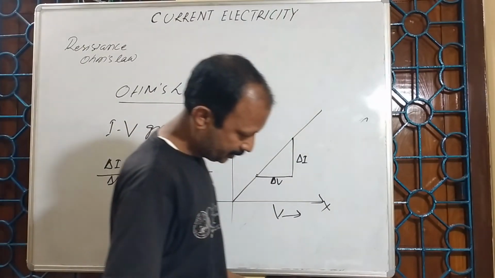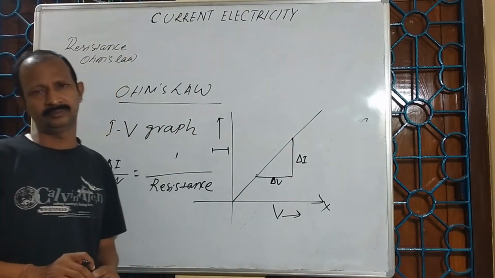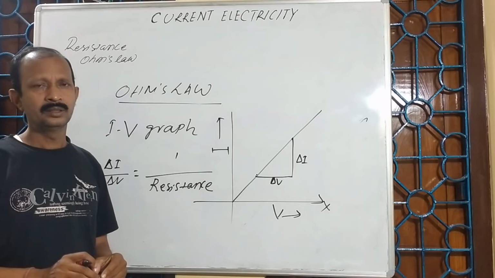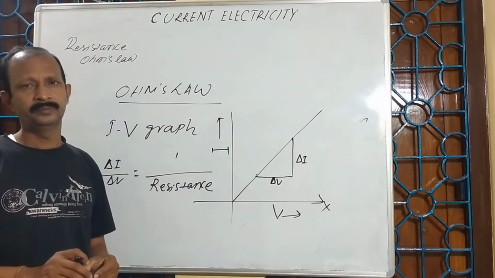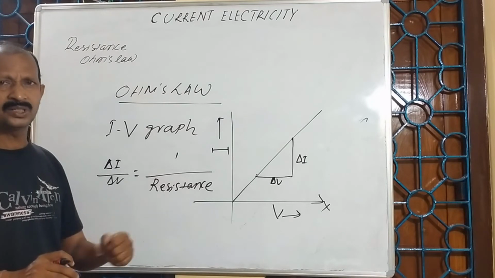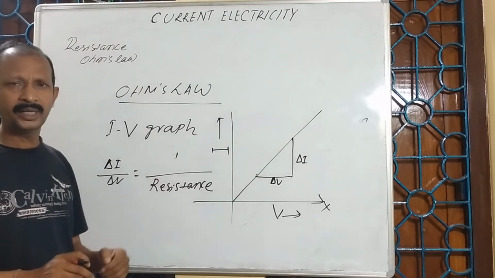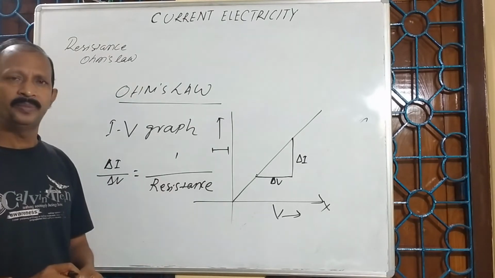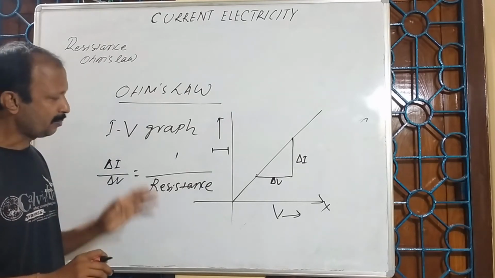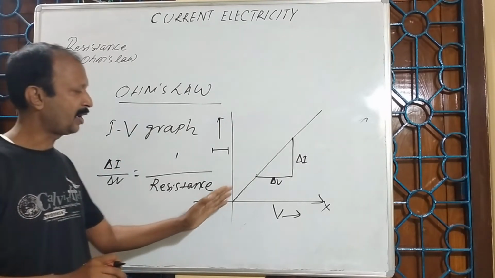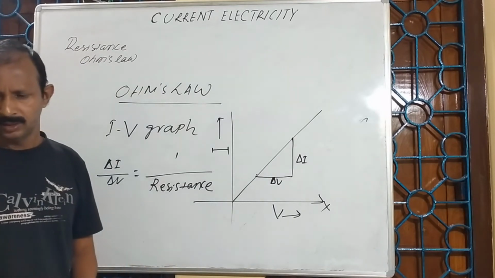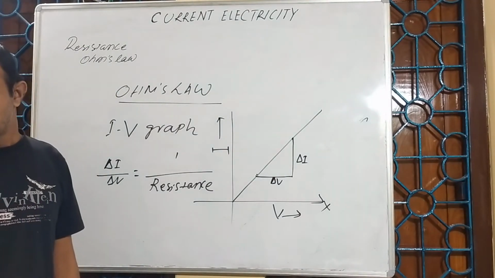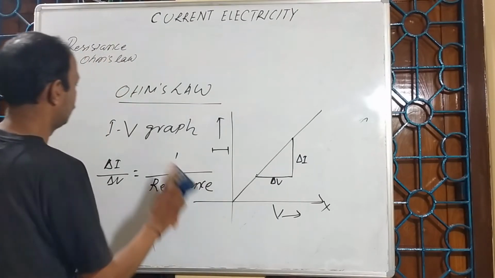Okay? But there is a limitation of Ohm's law. What is that limitation? I mentioned it in the law. At constant physical conditions, meaning the dimensions, the materials, as well as the temperature should be constant. For a metallic conductor, definitely we find the graph is a straight line. That means the potential difference is directly proportional to current.